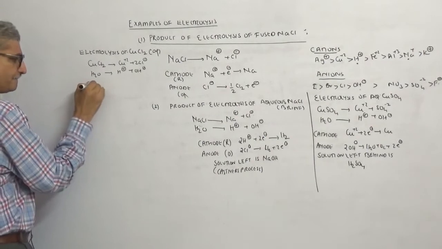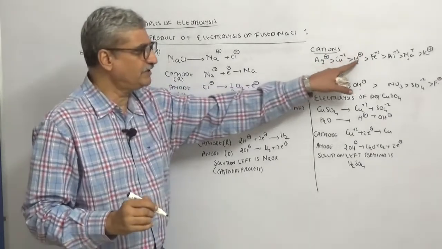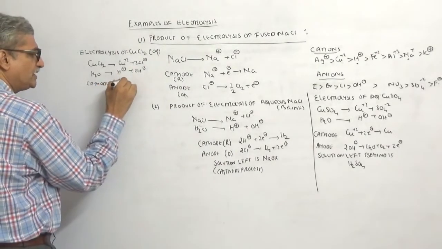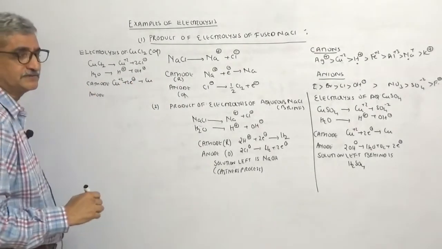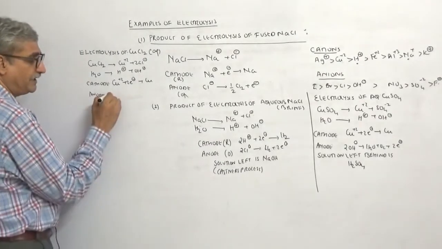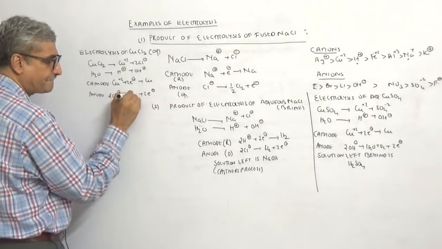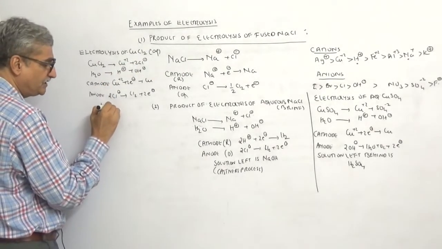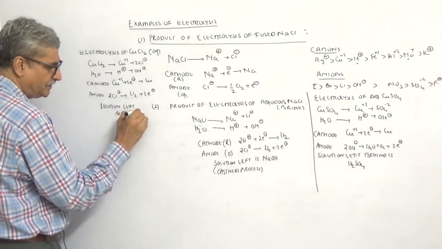So at the cathode, between hydrogen and copper, copper has a greater chance for reduction when both are present. So you have Cu plus 2 plus 2 electron forms Cu. At the anode, now look, situation has changed. You have hydroxyl and chloride. So which will get discharged first? It's a chloride ion. So 2 Cl minus forms Cl2 plus 2 electron. So what is left behind? H plus and OH minus. So solution left behind is water.